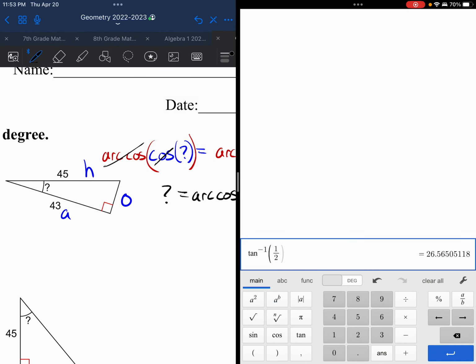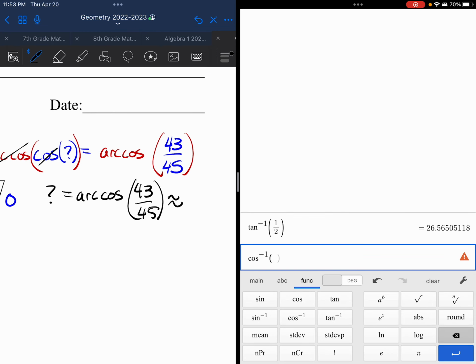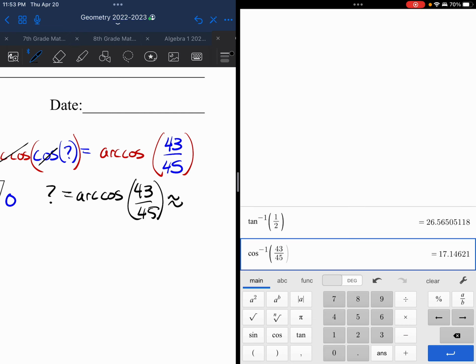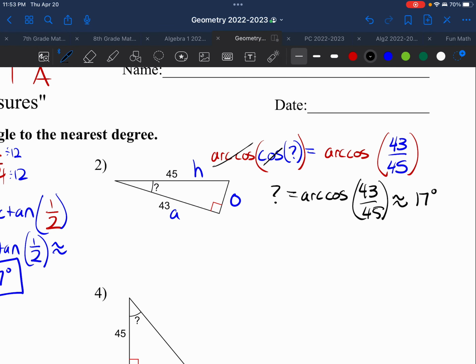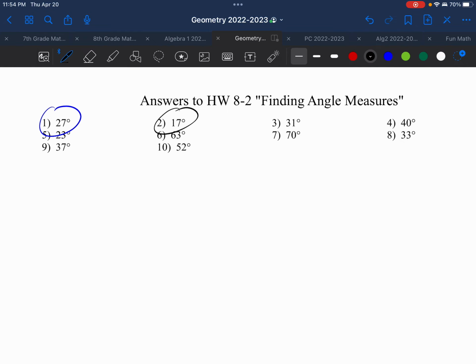So come back up here, and we type in arc cosine of 43 45ths, and I get 17 degrees, rounded to the nearest whole number. This is about 17 degrees. Final answer, box it, and let's check. 17 degrees, we got it.